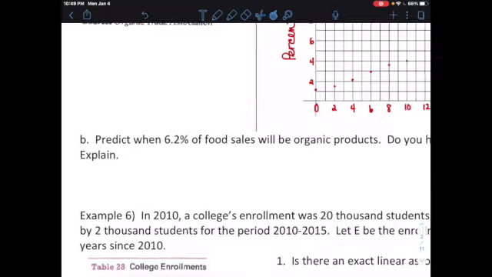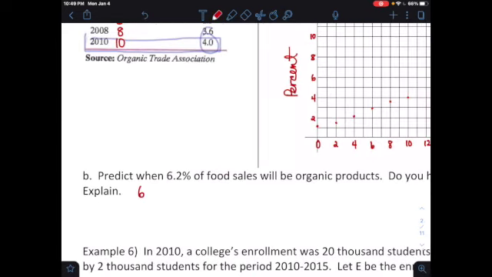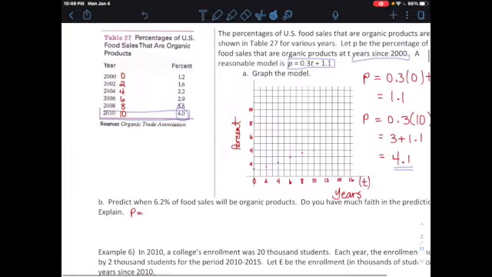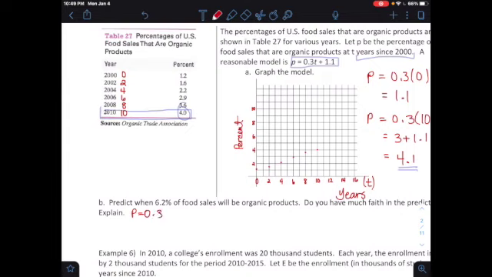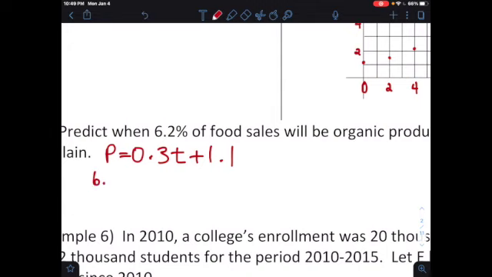So what we're going to do is say 6.2% is just like the 1.2%. So in this case, the percent is going to be the P, and then we're just going to ditch the percentage symbol. So that's going to be 6.2. Let me write the formula down. That's going to be P equals 0.3T plus 1.1. So now you are going to say, hey, if P is 6.2, that's going to be 6.2 equals 0.3T plus 1.1. And you guys should all know how to solve for T. So pause your video, finish solving it, and then I will give you the answer.